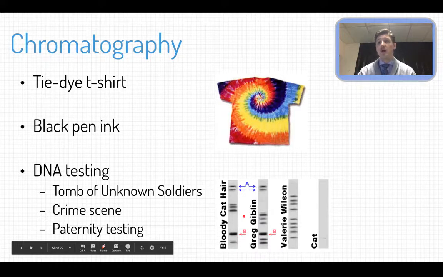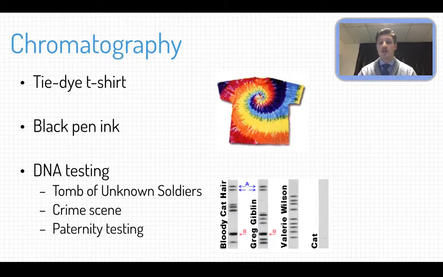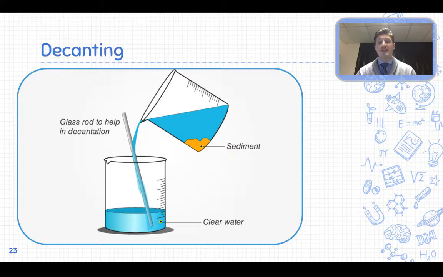So it's pretty cool. And this happens with colour. If you put a blob of colour at the bottom of a piece of chromatography paper, the colour will separate into distinct colours, which is pretty cool. So you might get a chance to do that in class as well. Here we've got the second to last separation technique, which is called decanting.